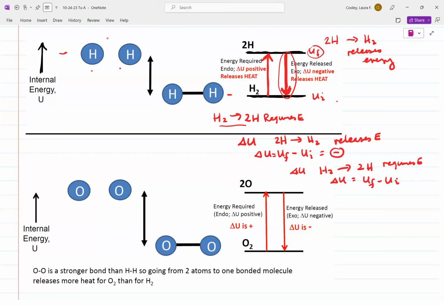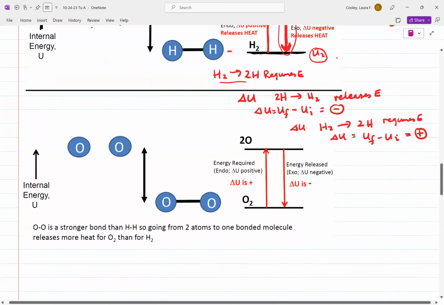Now the final energy is higher than the initial energy, and so this difference is positive. You're subtracting a smaller number from a larger number. So we say that delta U is positive when energy is required, and delta U is negative when energy is released. Does that make sense?